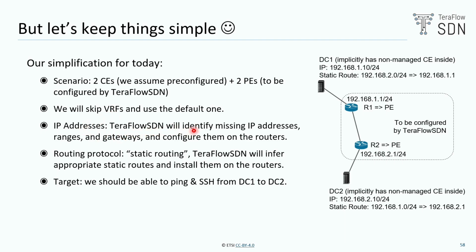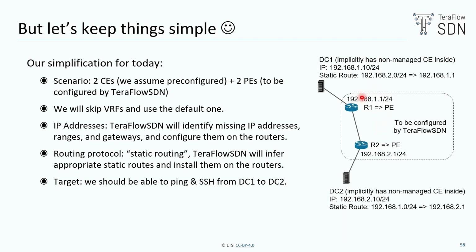For IP addresses, some of them are configured and others will be inferred by TeraFlow. For instance, for the links between the data center and the router, the IP addresses are configured in the data centers, and the service that we will create knows this information, but the part in between will be inferred by TeraFlow.